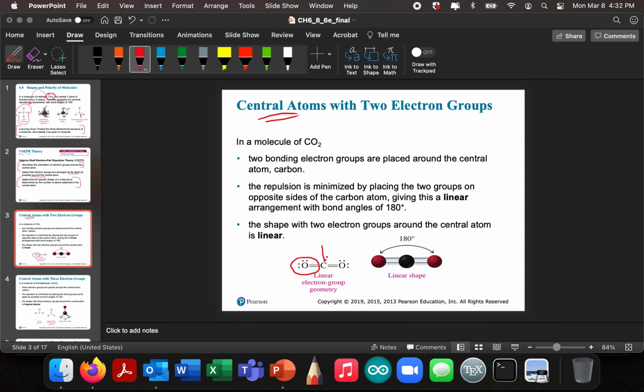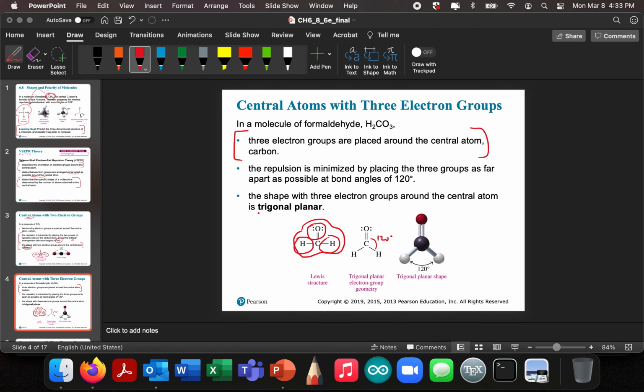All right. Now, if we have a central atom with 3 electron groups around it, right? Let's talk about formaldehyde, for example. This is a little more complicated than most of the ones that you draw, but if that's the Lewis structure of formaldehyde, then you would find out that the 3 electron groups are placed around the central atom, carbon, and there they are. There's 1 electron group, there's another electron group, there's another electron group. The repulsion is minimized by placing the 3 groups as far apart as possible. In that case, they get to be 120 degrees, and they lie in a plane. And so we call it trigonal planar.